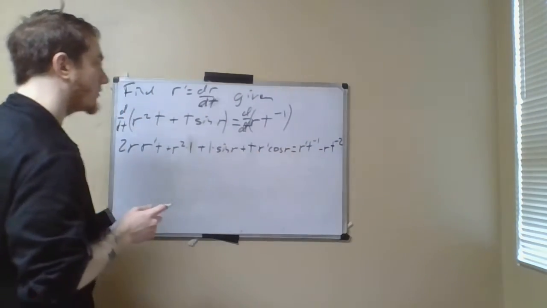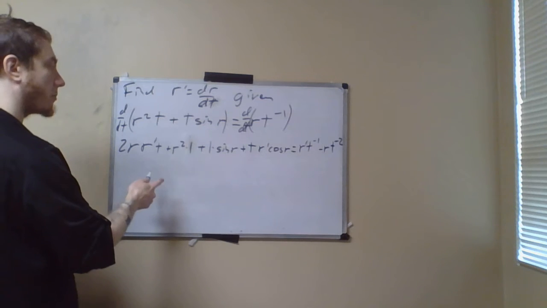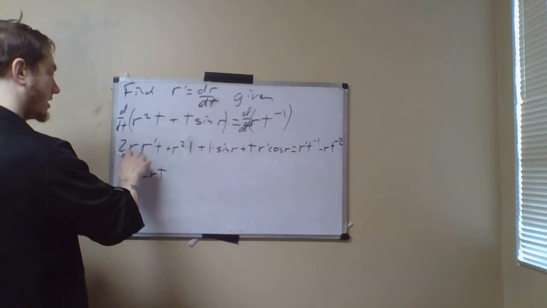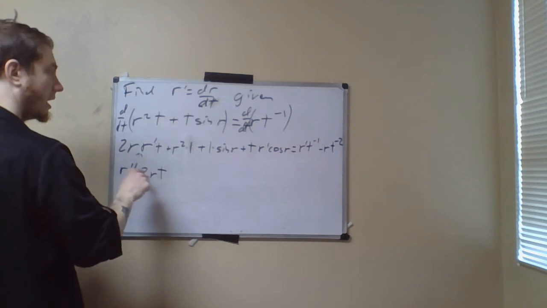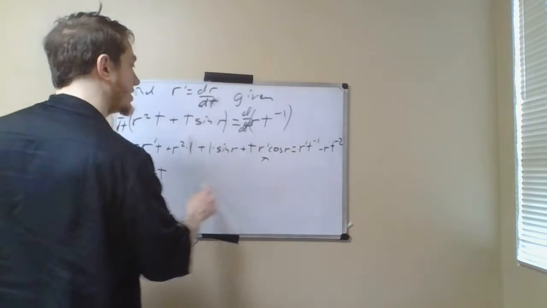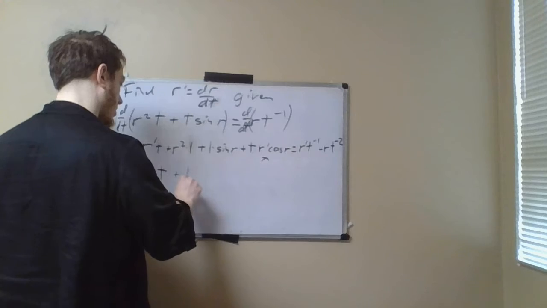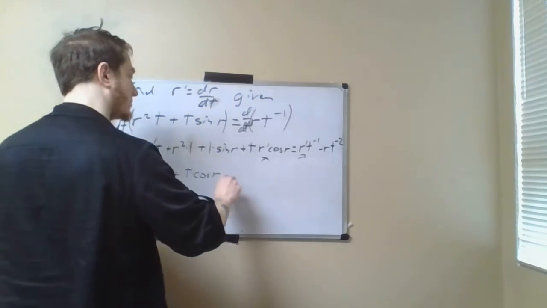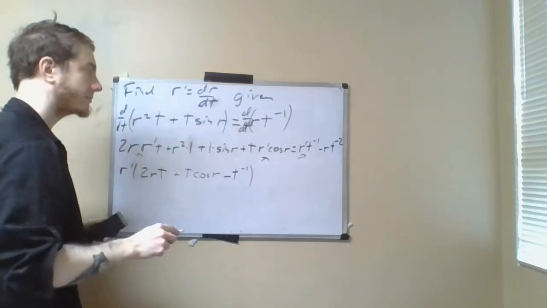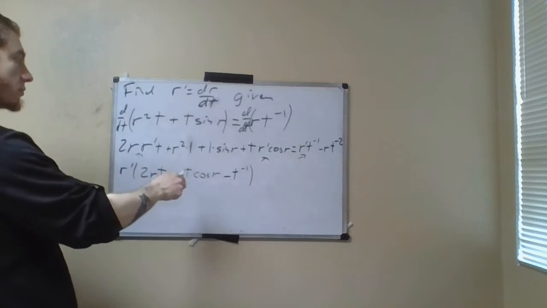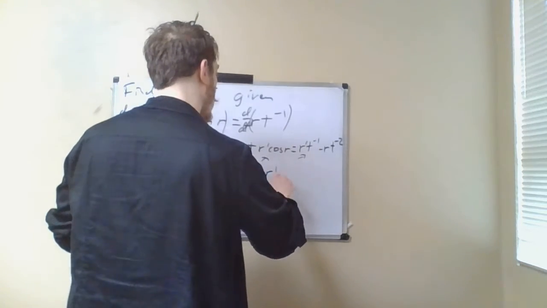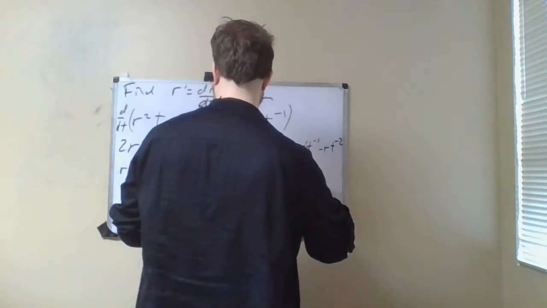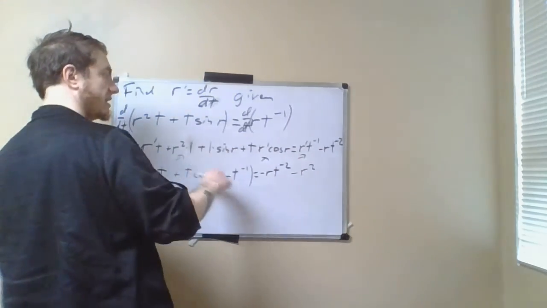So if I gather all of my r primes on the left and factor the r prime out, I will get r prime times 2rt from this term. And then we're going to get this term, which is a t cosine r. And then we're going to get this term, which when I move it to the left gives me minus t to the minus 1. And I'll move everything else to the right, so this is going to give me negative rt to the minus 2, and then minus r squared, and then minus sine r.